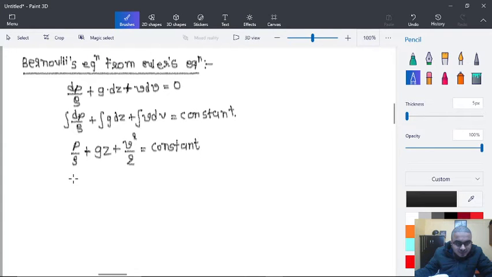So we can further modify this. P by rho G plus V square upon 2G plus Z equal to constant. That is Bernoulli's equation for ideal fluid.